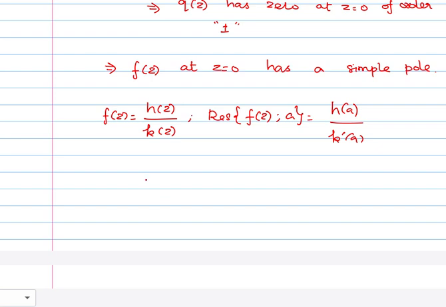So we already found that q prime of 0 is 2, correct? Then h of a, that is p of a, is 2. So this implies the residue of f of z at 0 is simply 2 divided by 2, which is 1. This is the residue of the given function. Similarly you can do it for the other functions also.